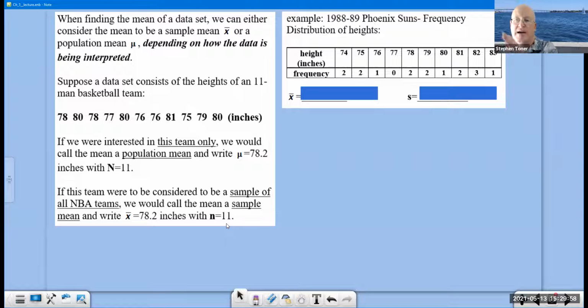So now I've got an exercise for you to practice with. I've got a bunch of data values up there, and I want you to please find the mean and the standard deviation. And this would be a good time to pause your recording.